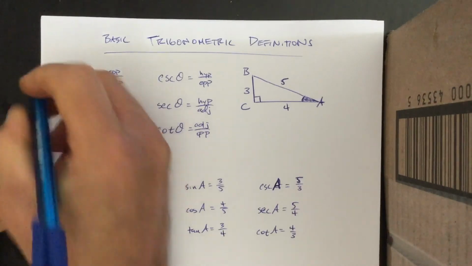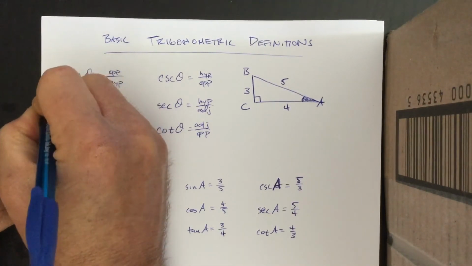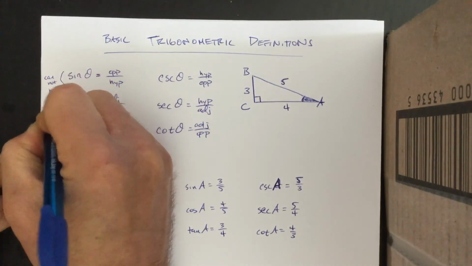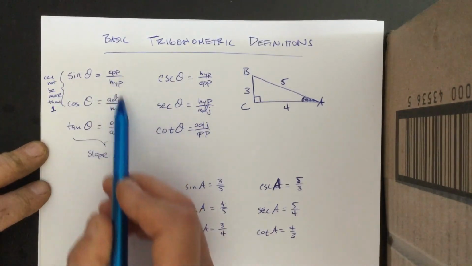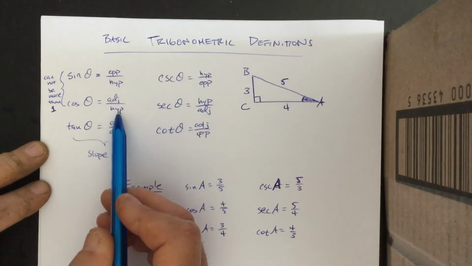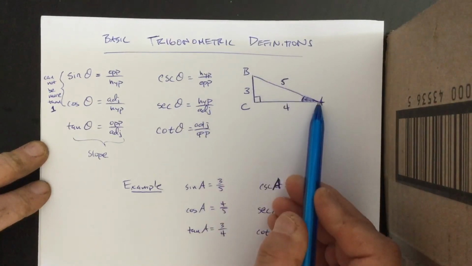Sine and cosine cannot be more than 1. We've talked about this before. Because you're dividing by the hypotenuse. Hypotenuse is the longest edge of any right triangle, I should say.